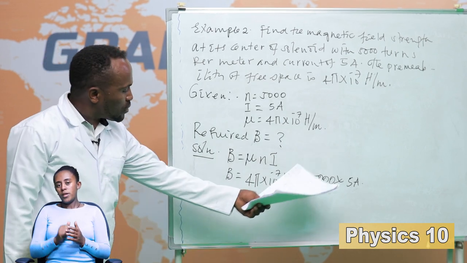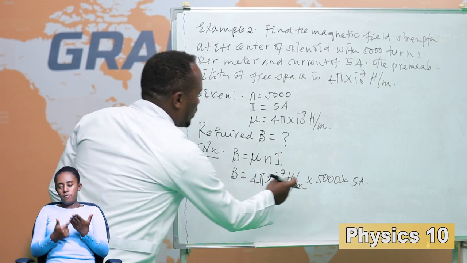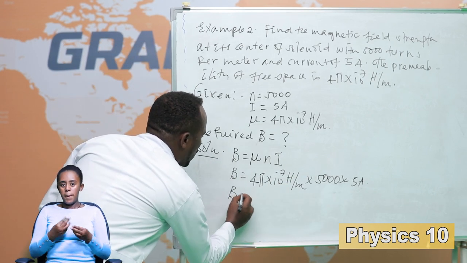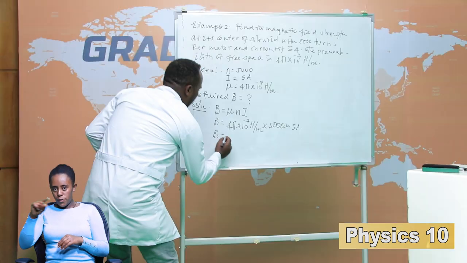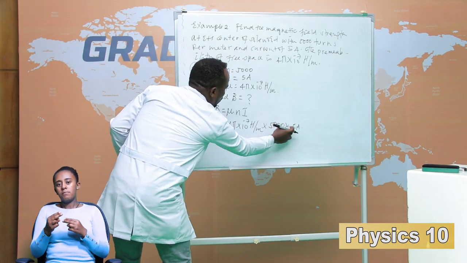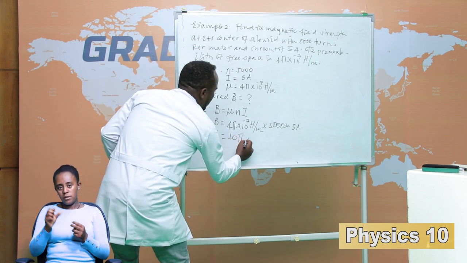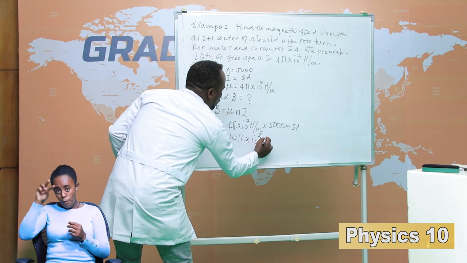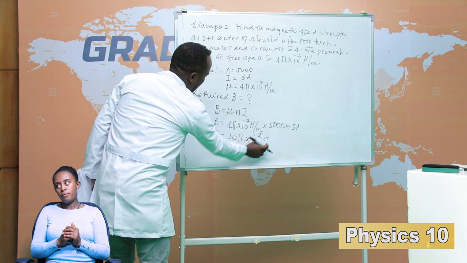My student, this is how to solve for the value of the magnetic field of the solenoid. Let us multiply these numbers with each other. It is easy to find. By solving this, the magnetic field of the solenoid is equal to 25, 10 times 10 pi times 10 to the power of minus 2 Tesla, because the unit of magnetic field is, you know, Tesla.